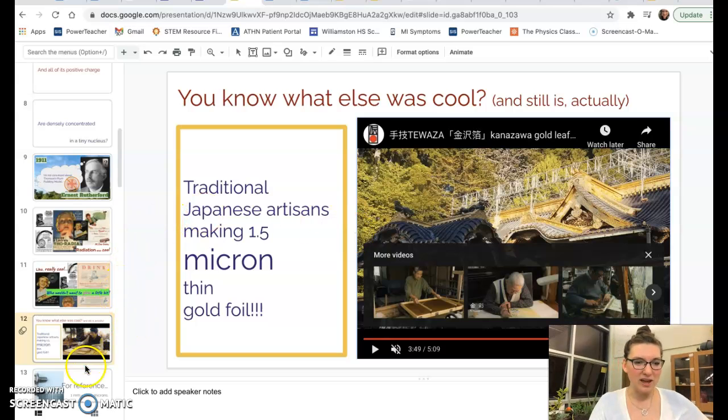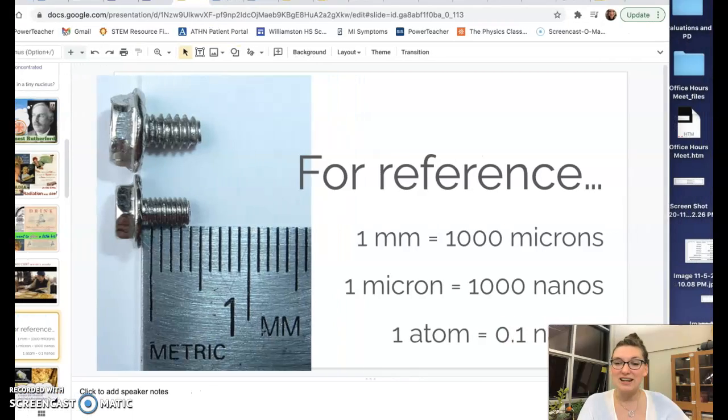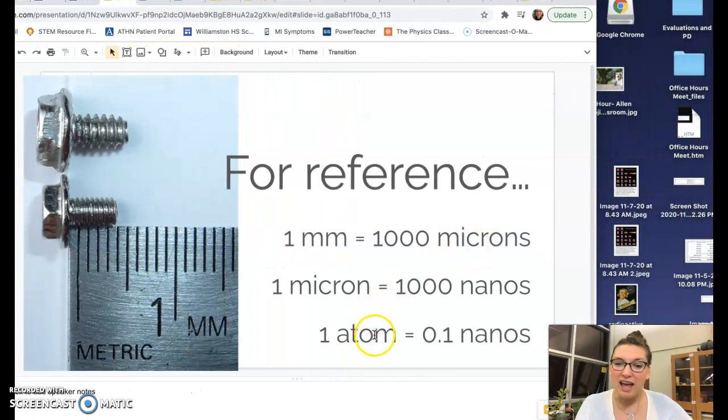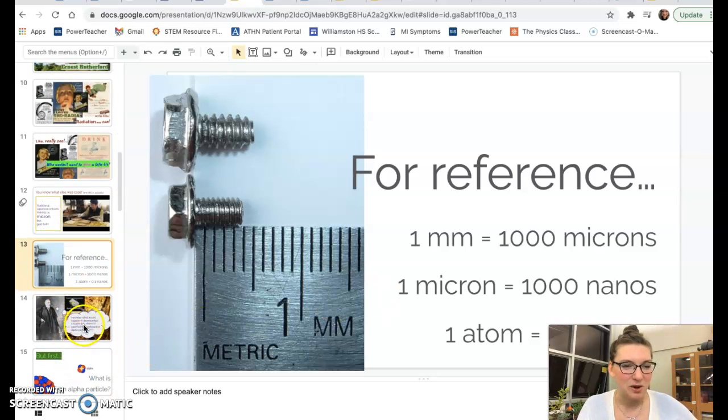So, okay, for reference, because we're talking about tiny measurements that you probably don't hear about very often, 1 millimeter equals 1,000 microns. 1 micron equals 1,000 nanometers, and 1 atom is 0.1 nanometers. So even though this is 1.5 microns thick, it's still way bigger than an atom, but it's thin enough that we can see the results of this experiment. It works for what we need.